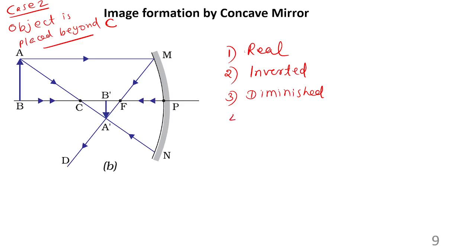Position also you have to mention. The position of the image is between C and F, center of curvature and focus. Between C and F. Real, inverted, diminished, between C and F. Everything is written. Diminished means smaller, that's all. Between C and F. Okay.